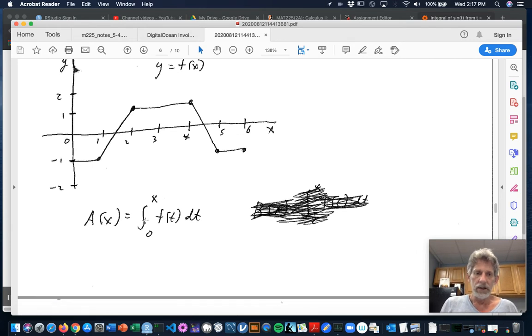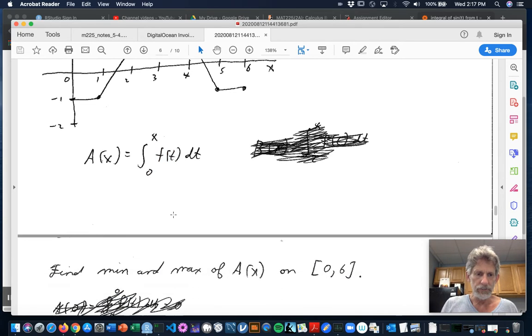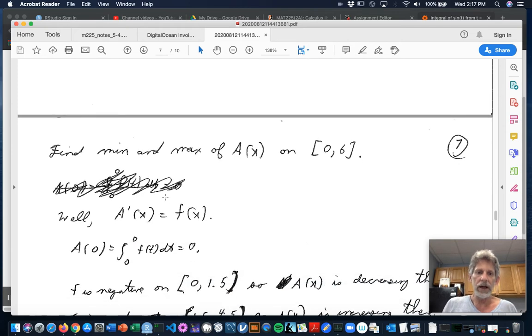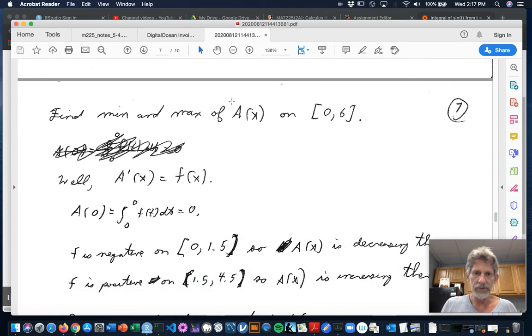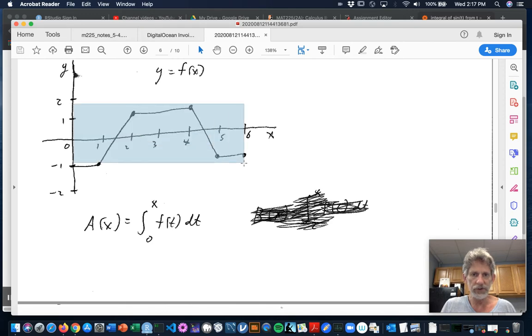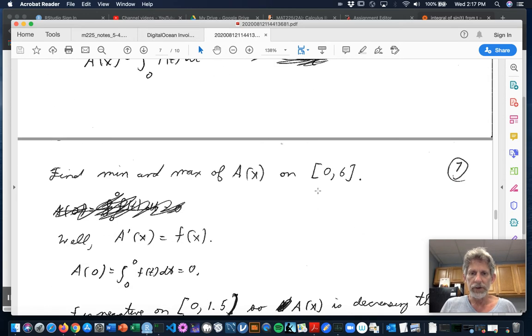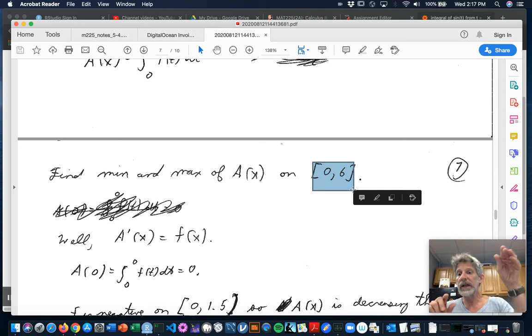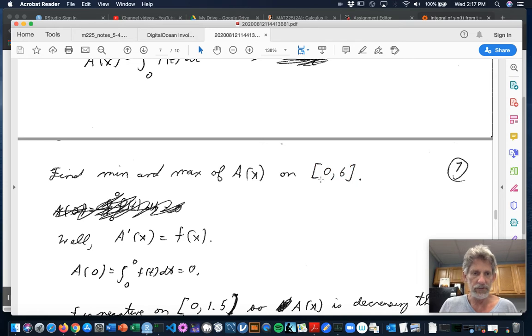But the curve we're taking area underneath is a piecewise defined function instead of having one clean formula for all values of t. So what are we going to do? Let's see what we can learn about this capital A of x function. For example, on the interval from 0 to 6, I've told you about the function from 0 to 6. Could we find what's the biggest that A will ever be? What's the smallest that A will ever be? Find the max and the min.